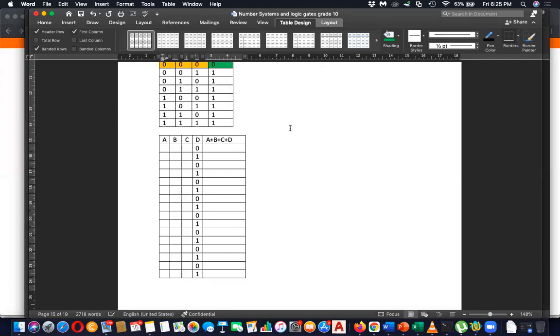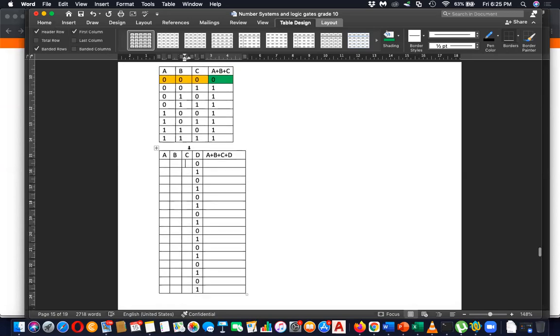Then how to change the second one? Can anyone tell? See? Yes, 0 0 1 1 0 0 1 1 0 0 1 1 and 0 0 1 1. That is the second. What is the third one? Yes? 4 zeros. 4 zeros. Again double. 4 zeros, 4 ones, 4 zeros, 4 ones.